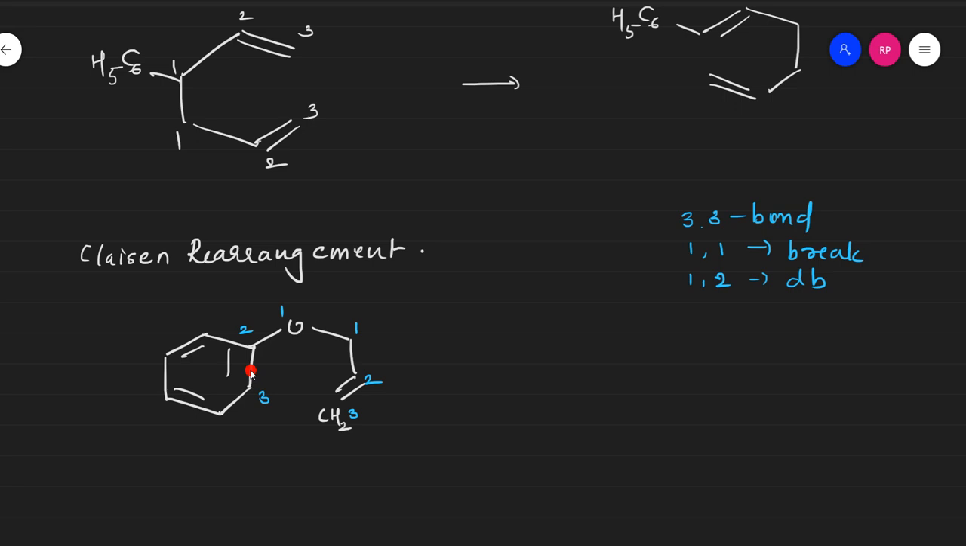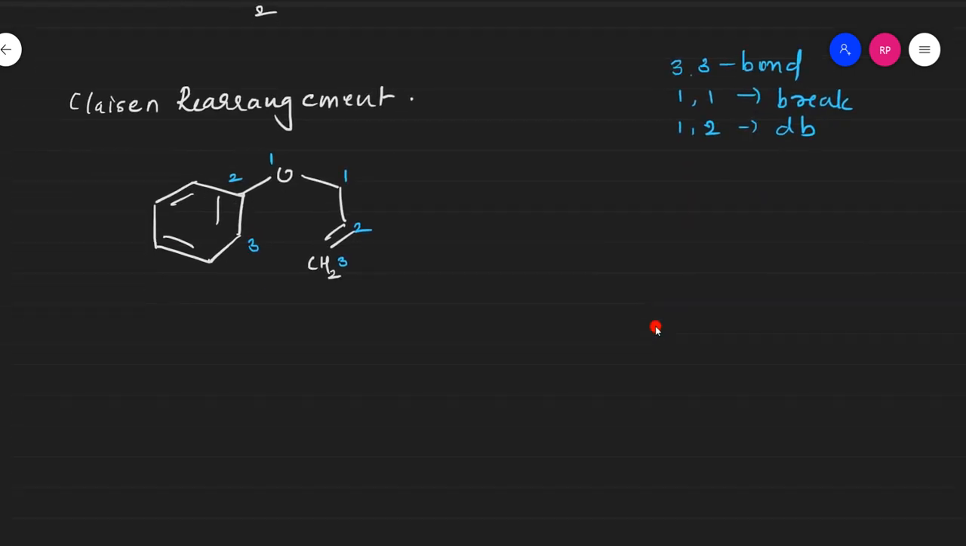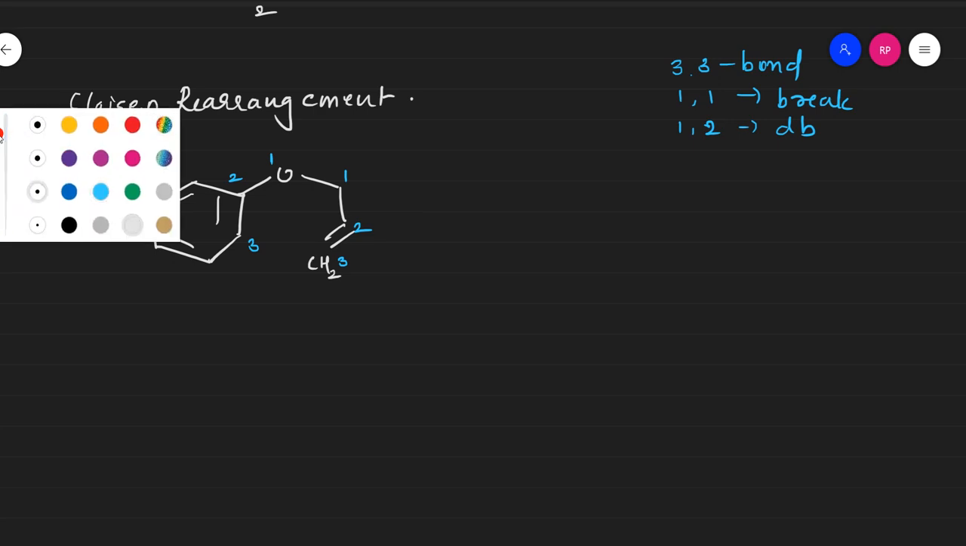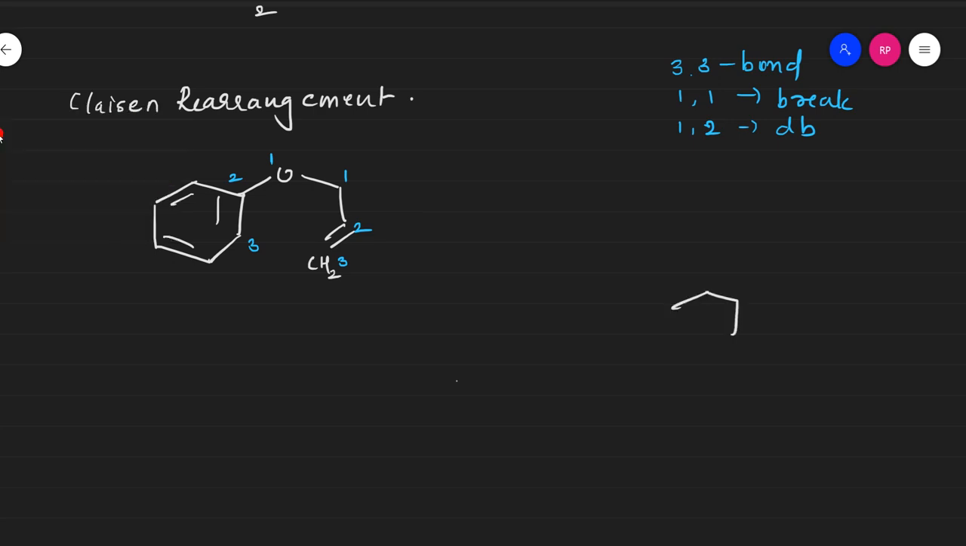So if you follow the same thing, what are you going to get? First, let's write the product. So 1,3,3, no? So this is the 3 position, 3,3. So this was CH2. Okay, 1,2 double bond, 1,2 double bond. That's it. This is what it looks like. I've written it directly.